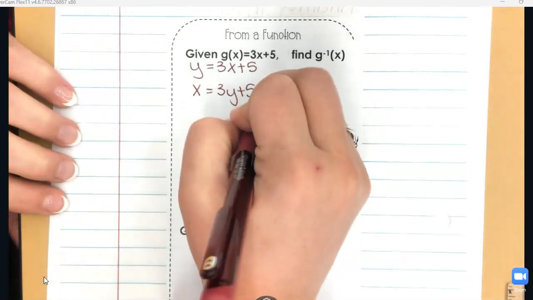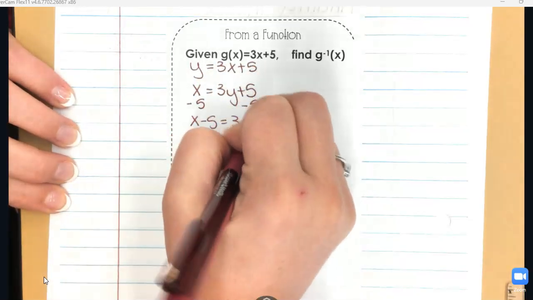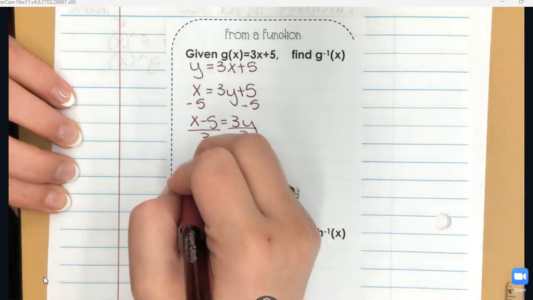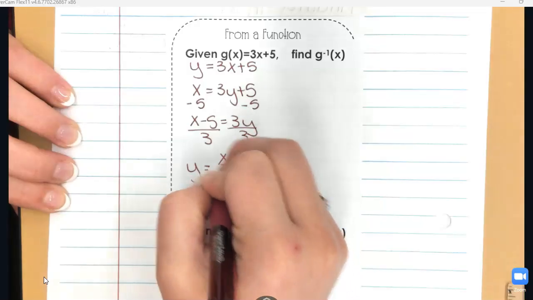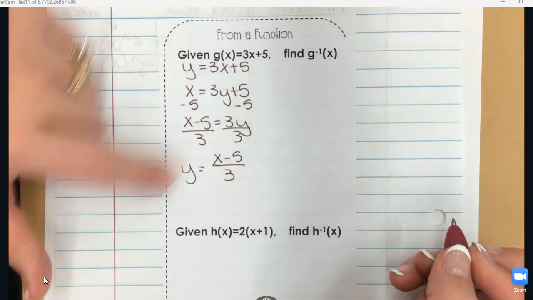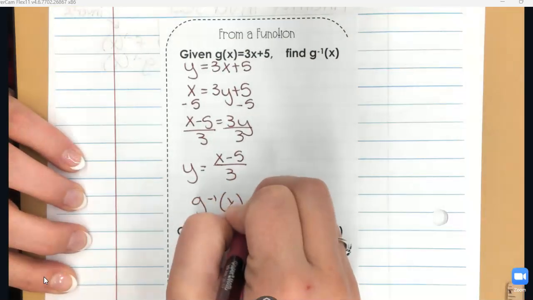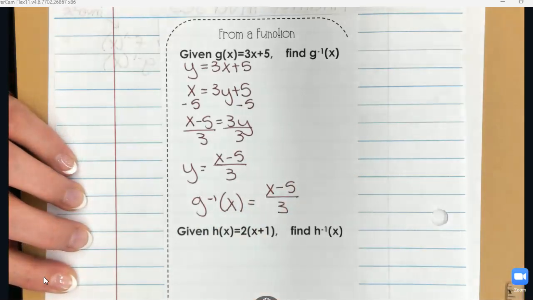So I would just subtract 5 on both sides first. Then I'm going to divide everything by 3. So now I have that y equals x minus 5 over 3. And this is going to be my inverse. So g to the negative 1 of x is x minus 5 over 3.